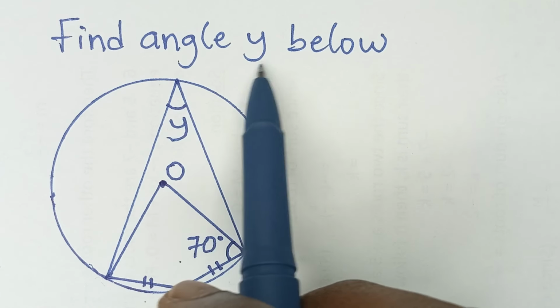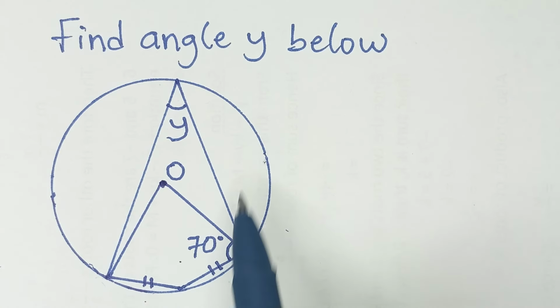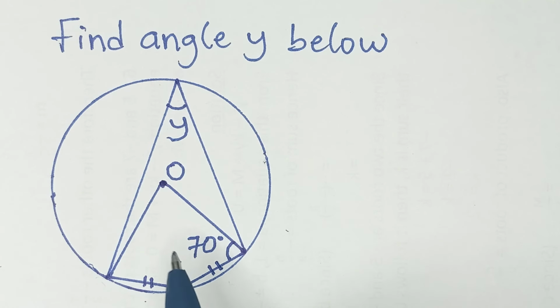Find angle y below. Now, if you look at this question, you see that this is the radius of a circle. That's the radius of the circle. And this side is equal to this side.